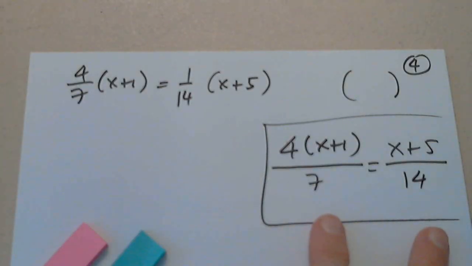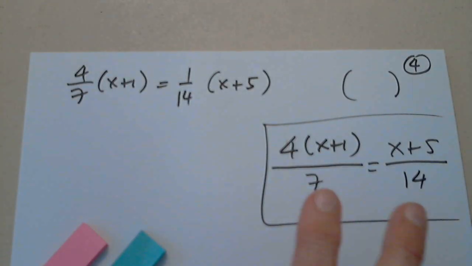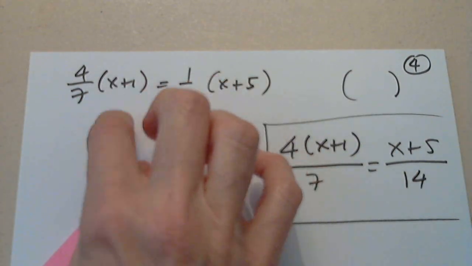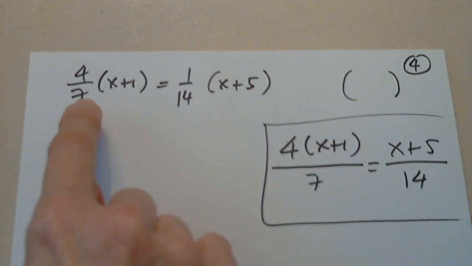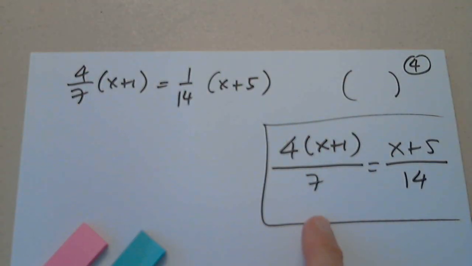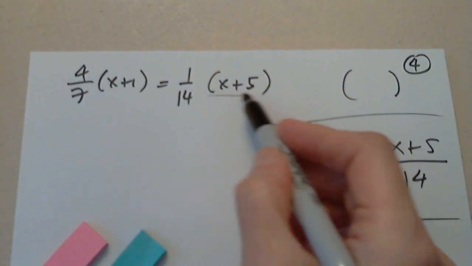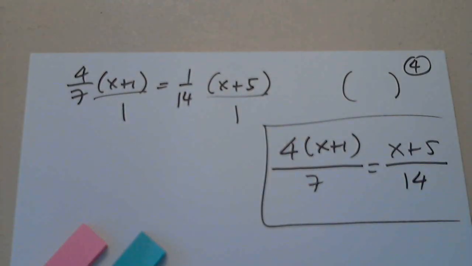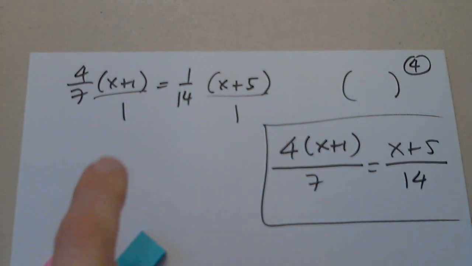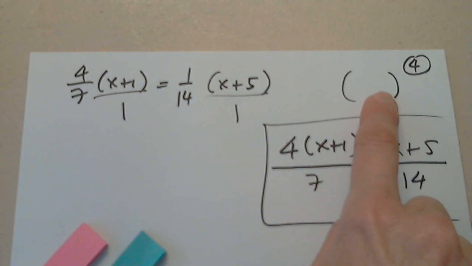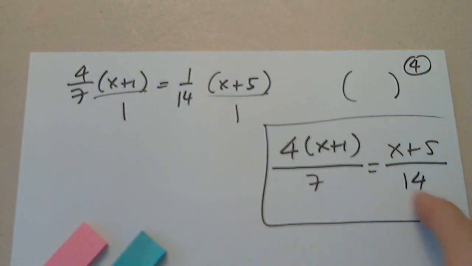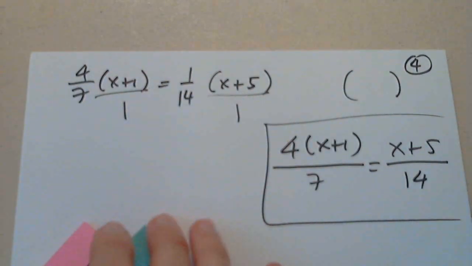The second option is this: it's the same with this. Why? Because this is over 1. 4 times the numerator over 7 times 1. 1 times the numerator over 14 times 1. Everything is over 1, unless it's 1 over. So we have this option and you multiply by the least common denominator.